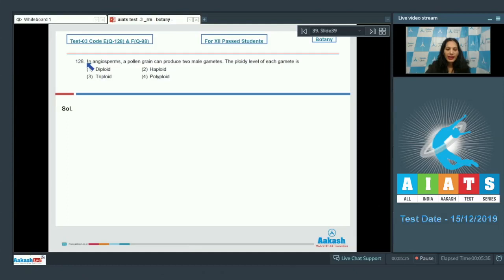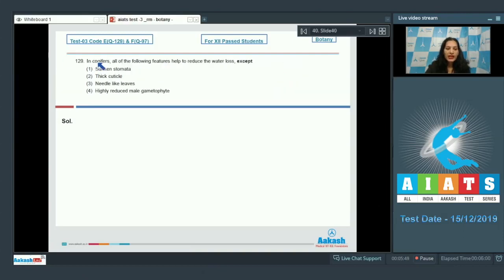Question number 128. In angiosperms, a pollen grain can produce two male gametes. The ploidy level of each gamete is... Pollen grain, it is haploid and it produces gametes by mitosis. So, the ploidy level of each gamete is also haploid. So, the correct option for the given question is option number 2. Let's move to the next question.